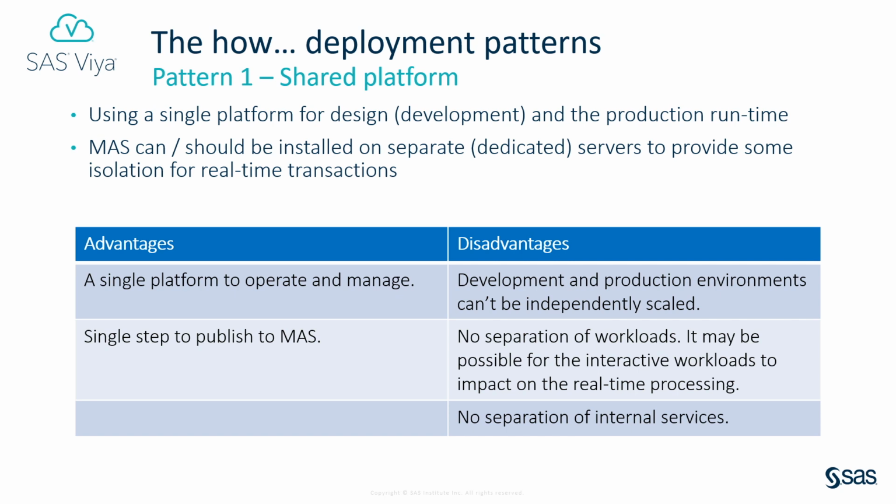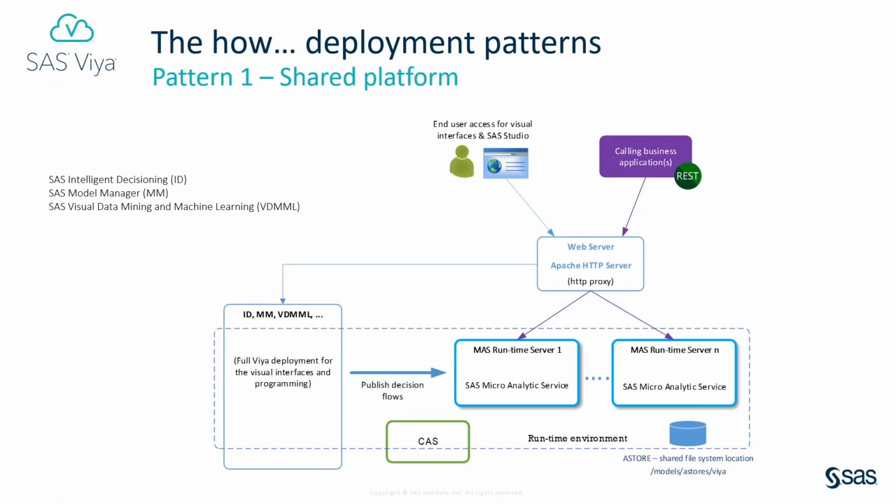So what does this look like? To illustrate this, you can see on the left here we have our application server, if you like. It's running SAS Intelligent Decisioning, but it may also have a number of other SAS analytical products running on the platform, for example Model Manager or SAS Data Mining and Machine Learning. This is running my visual interfaces and programming services, and I create my decision flows and models here. I then publish the flows into the SAS Micro Analytic Service.